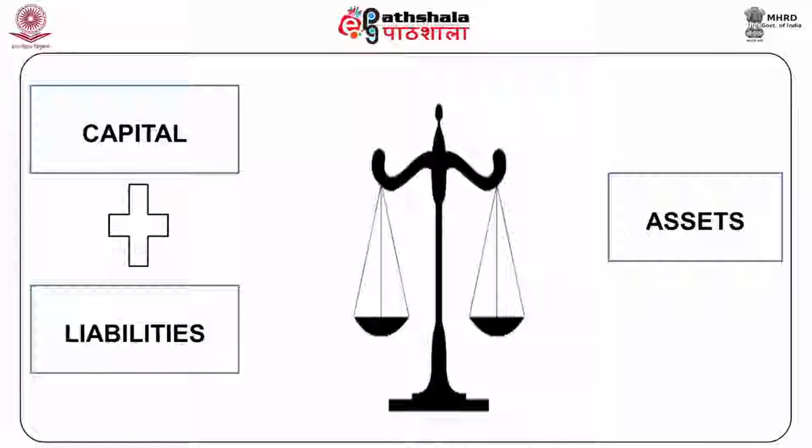The owners and the outsiders are the providers of resources in the business, where capital plus liabilities is equal to assets. Here is an accounting equation whose source is Accounting by CA Dr. K. M. Bansal. The accounting equation is the relationship of assets and liabilities of the entity at a particular point of time. Since it depicts the components of the balance sheet, it is also called the balance sheet equation.